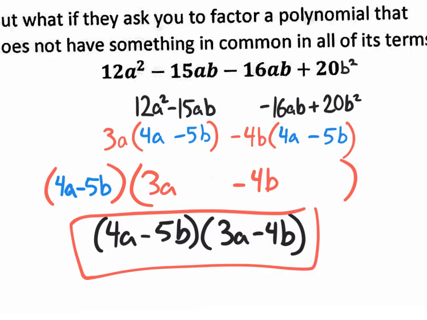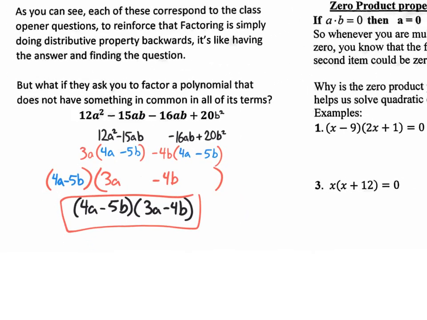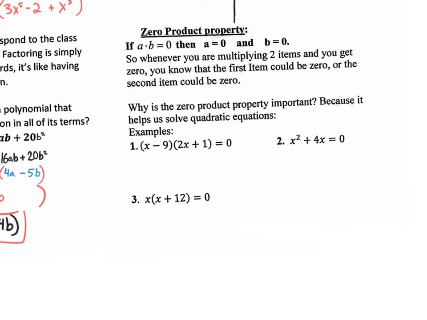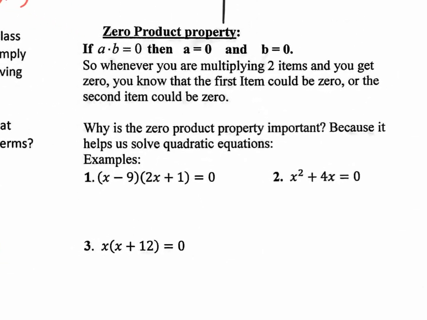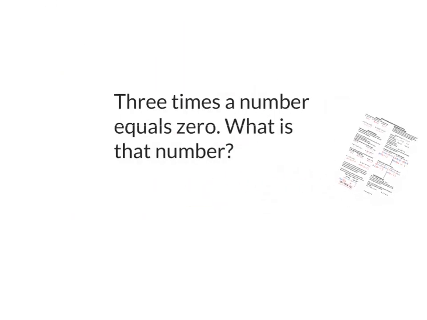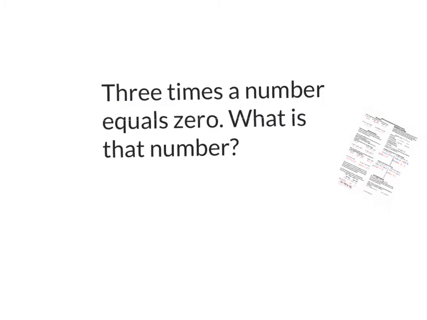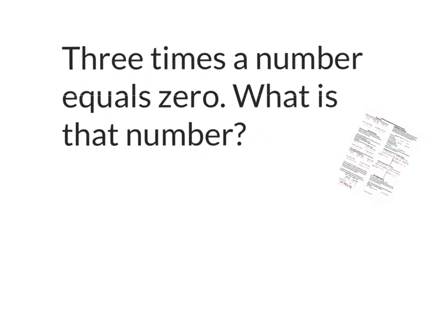So now that we're on this worksheet, let's go to this final portion where it says zero product property. Actually, before this, let me just ask you something. 3 times a number equals 0. What is that number? 0. 0, right? Could it be any other number? No. It's as simple as that, guys. When you have 3 times a number and the answer is 0, well, this number has to be 0. That's the only way you're going to get 0 as an answer.